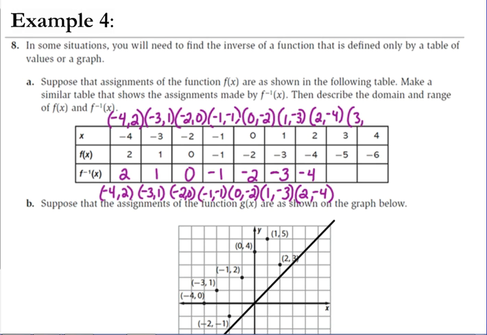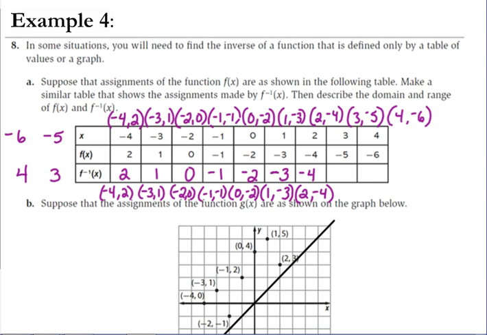We've got 3, -5. I don't have -5 on my table, so I'm going to add it. -5, +3. 4, -6. So that's going to be -6, +4. So guess what? Technically, I can go back with these points. -5, +3 on the inverse would be +3, -5 on the original. Okay.